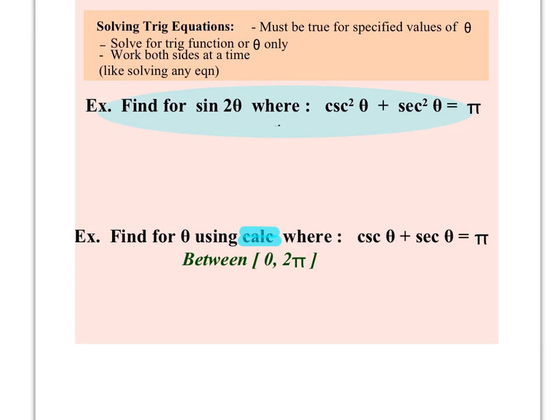Alright, so solving trig equations must be true for specified values of theta. Solve for trig function or theta only. Work both sides at the same time like solving any equation. Alright, find sine 2 theta, where cosecant squared plus secant squared equals pi.